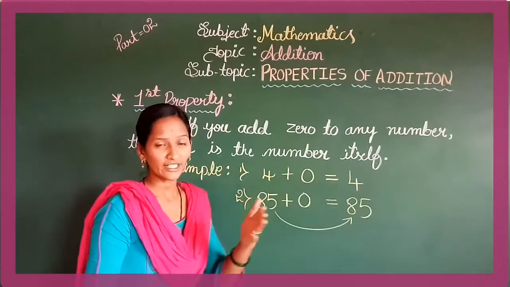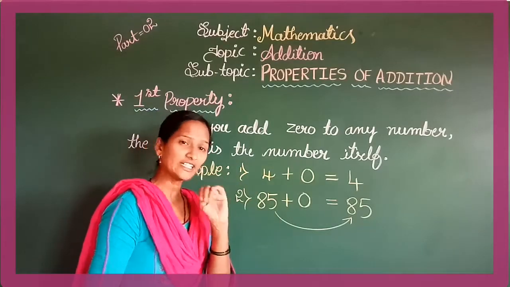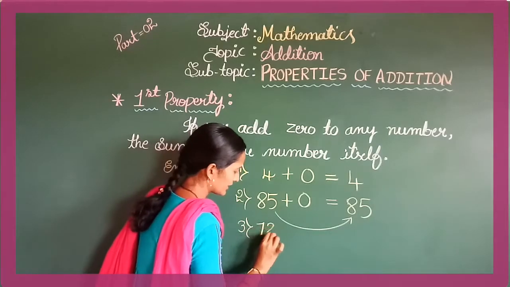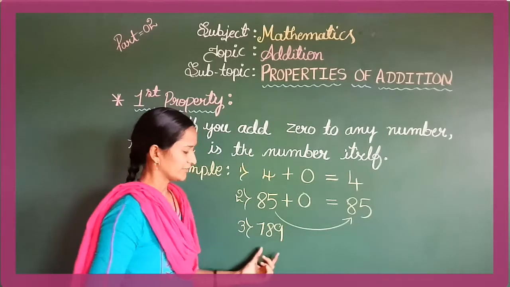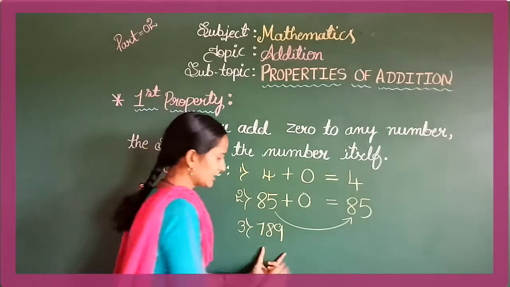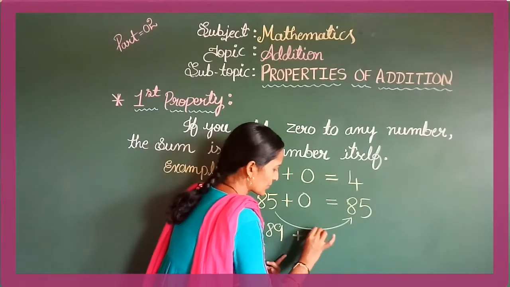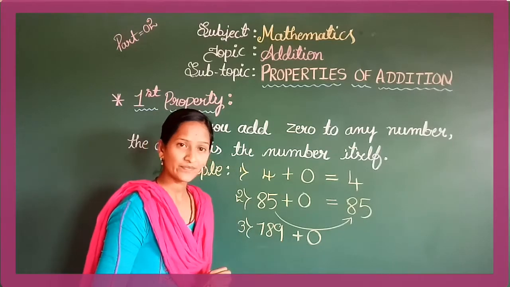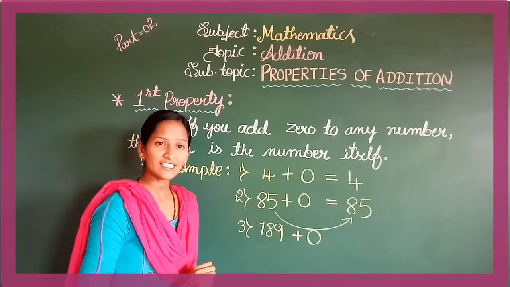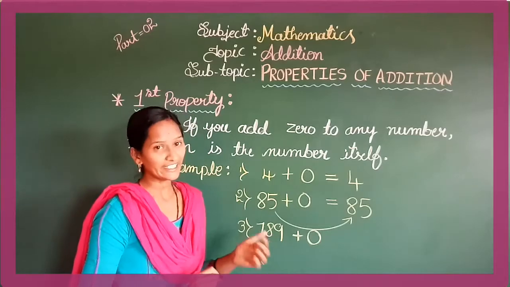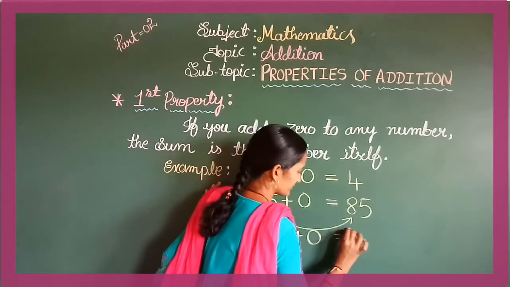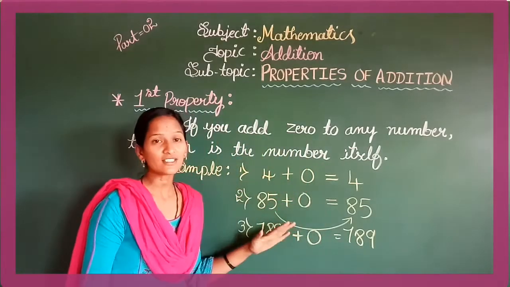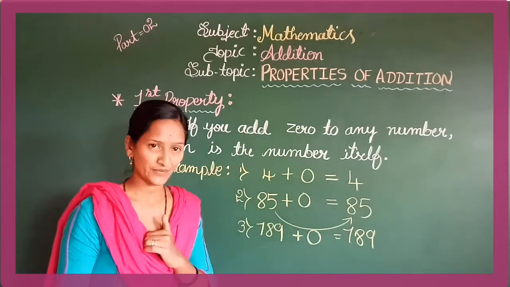So now come to the third example. I am taking a 3-digit number. So I am taking 789. 789 plus 0, what is the sum? Yes, that is 789 itself. So this is the first property of addition.